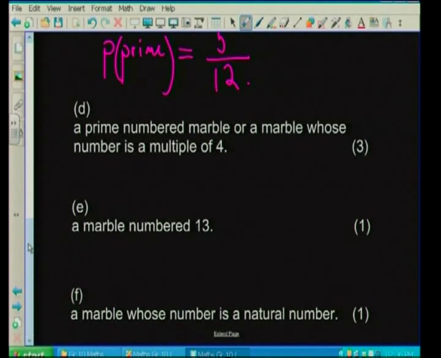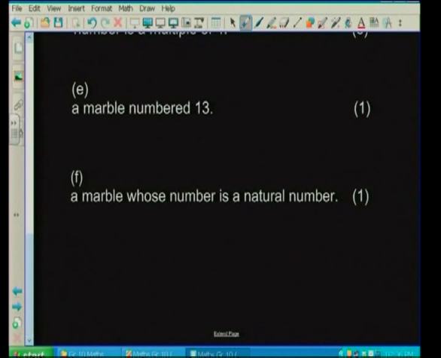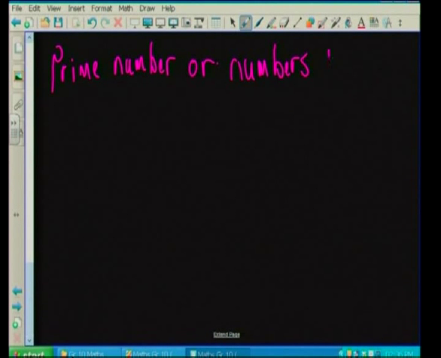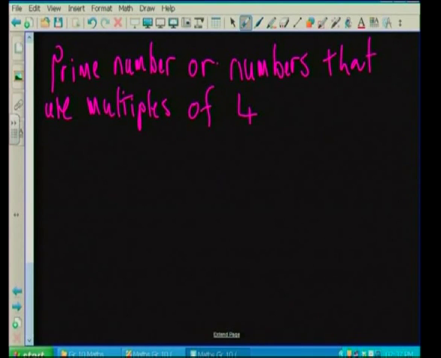And in fact, boys and girls, you know what I'm going to do? I'm going to draw us a nice Venn diagram based on this. So we are looking for prime numbers or numbers that are multiples of 4. They didn't say we needed to draw a Venn diagram, but it helps to get as much practice as possible.